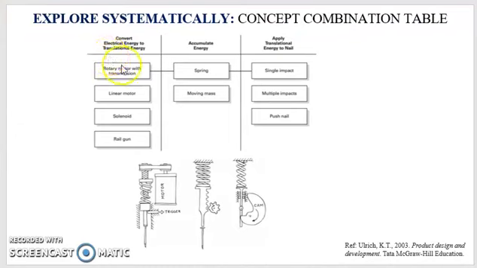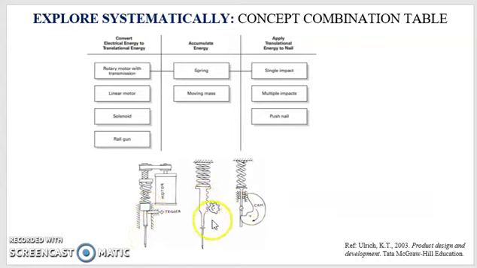Now we will discuss some of the concepts obtained by applying the concept classification tree and concept combination table for the Nailer gun project. The sketch shown here shows three concepts arising from the combination of fragments such as rotary motor with transmission, spring, and single impact. So three concepts will be derived by using this combination. The motor winds a spring, accumulating the potential energy, which is then delivered to the nail in a single blow, as shown here.